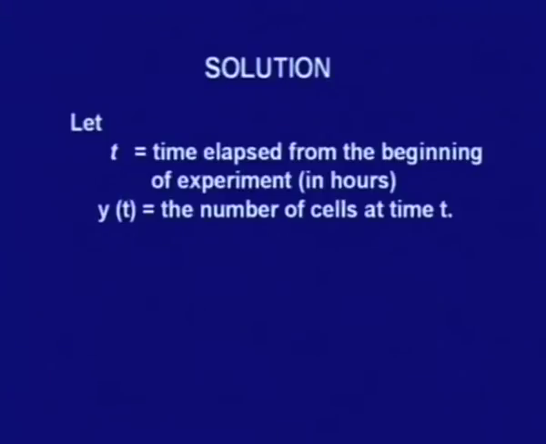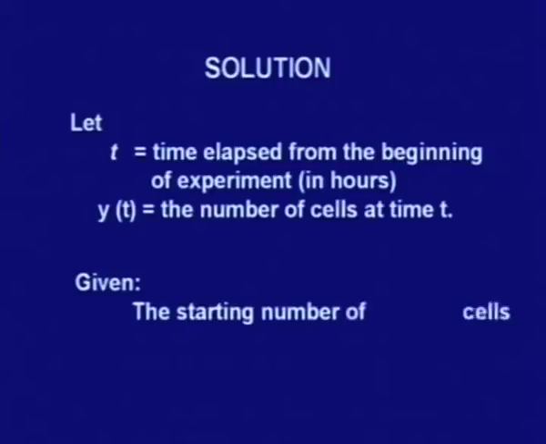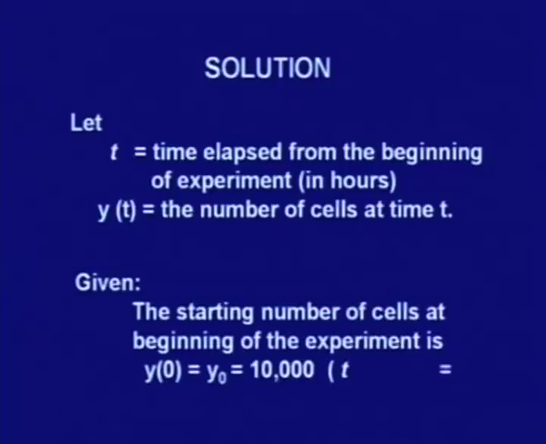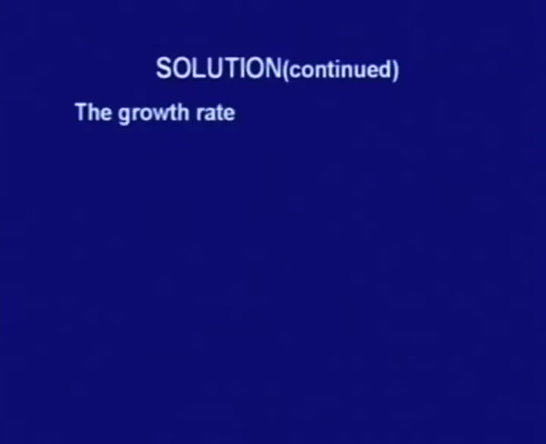Then what have we been given? At the start of the experiment, the number of cells is 10,000, that is, y(0) is 10,000. Here I have used another notation, y naught, which is also sometimes used to refer to the value of the function at that point. Now, what more are we given? The rate at which the number of cells is changing is called the growth rate. So, the growth rate will be dy over dt. It is given that it changes according to the size of the population at that time t. That means dy over dt is equal to ky, where k is the constant of proportionality.